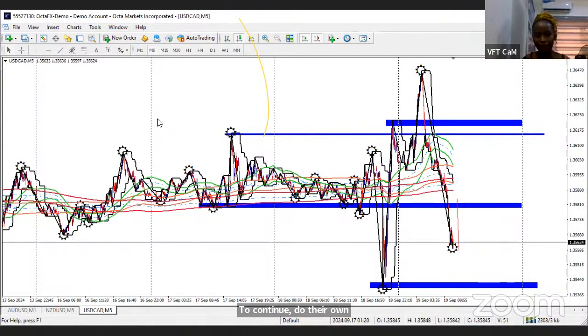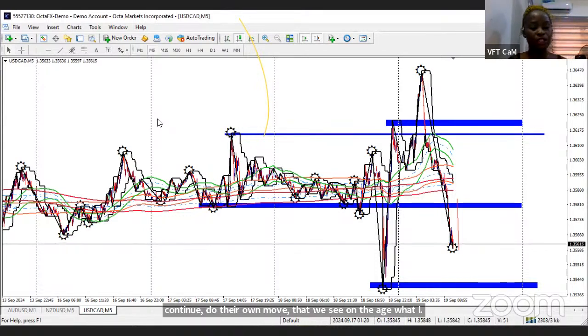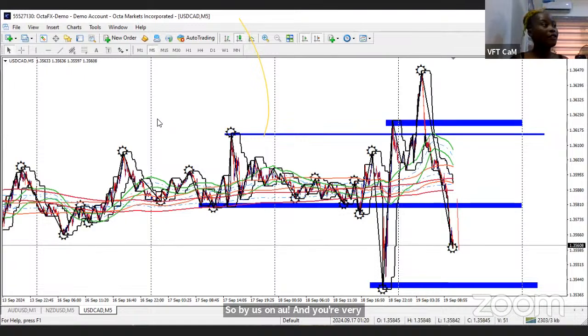So our bias on AUD was very clear. We're highly bullish on USD CAD. We're bearish. We're waiting for reversals for us to now continue in line with the trend.